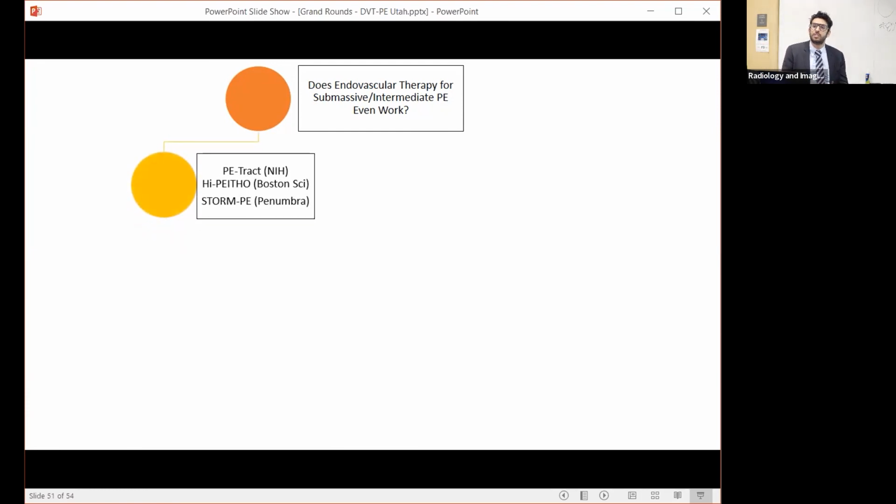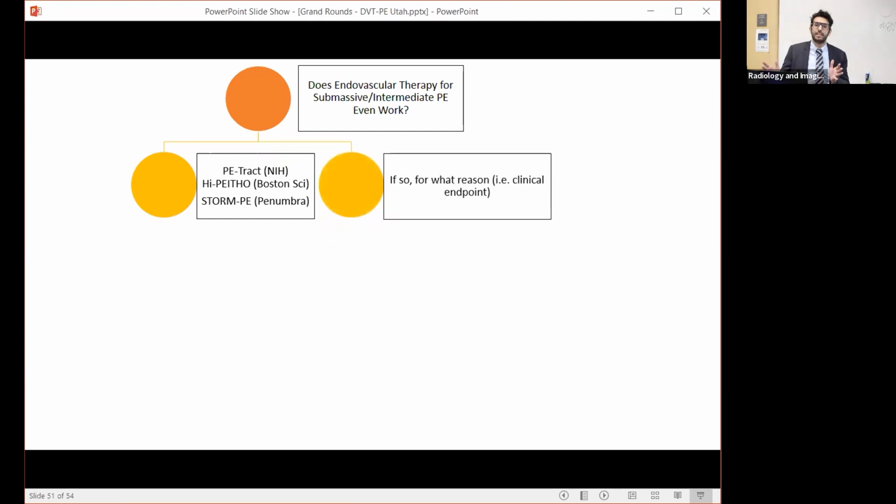So we have PE-TRACT, which, if you've noticed the TRACT suffix, is the PE version of an earlier TRACT trial, where they're going to randomize patients to endovascular therapies, both lytics and mechanical thrombectomy, versus anticoagulation alone. Then there's HI-PEITHO, which is from Boston Scientific, which is ECOS versus anticoagulation for PE. And then Penumbra, which is the STORM-PE trial, their aspiration thrombectomy device versus anticoagulation. So over the next 5 years, we'll hopefully start getting some answers.